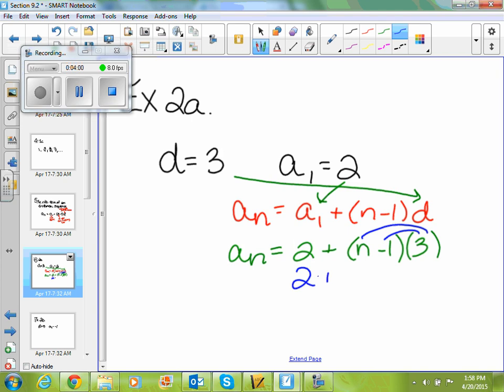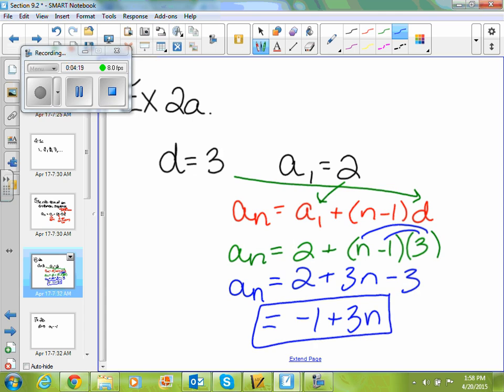So 2 plus 3 times n is 3n. 3 times negative 1 is negative 3. And then if I combine my like terms, 2 minus 3 is negative 1. So my nth term formula would be negative 1 plus 3n. Or you can write it just 3n minus 1.